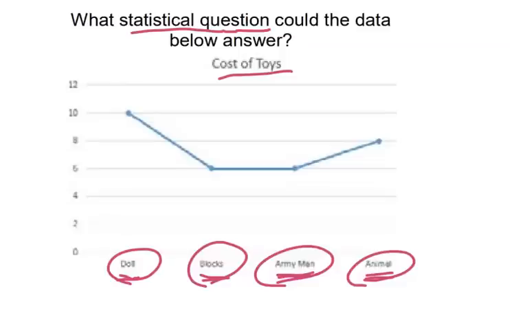So try to think of a statistical question that this graph or this data would answer. So all it has to be is a question that will have a variety of answers. So again, the one I thought of was, what is the price of your favorite item out of the 4 given here? The doll, the blocks, the army man, and the animal.